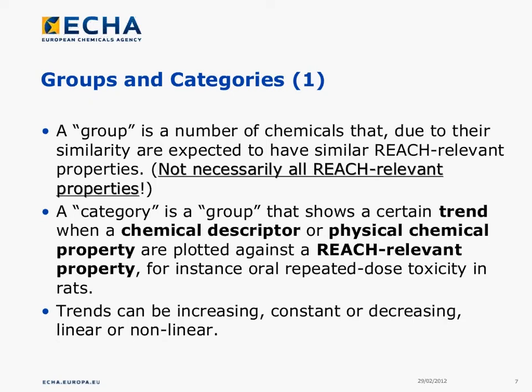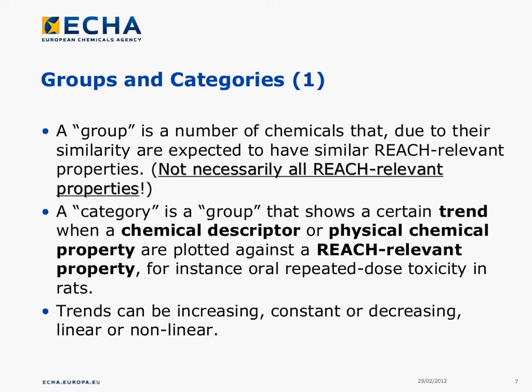If we're talking about read-across, then we're also automatically talking about groups and categories. A group is a number of chemicals that, due to their similarity, are expected to have similar REACH-relevant properties. So they are similar in chemical structure or whatever chemical descriptor, and so we expect them to have a similar REACH-relevant property, let's say dermal irritation or fish toxicity. This does not mean that this similarity is connected to all REACH-relevant properties. So a group of chemicals need not have the same REACH-relevant properties for all properties that play a role under REACH.